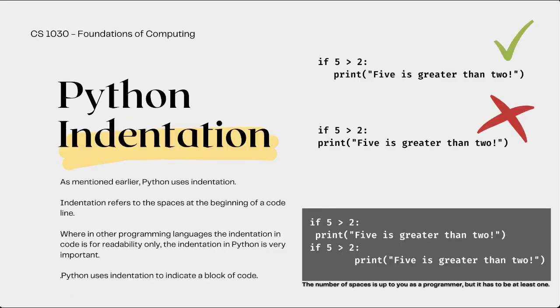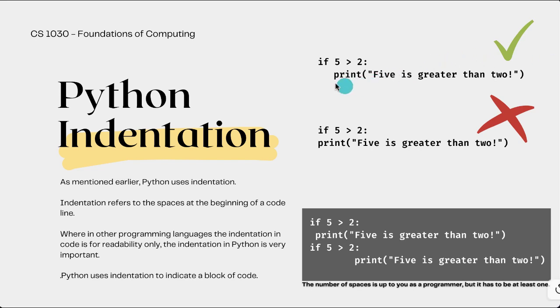Python indentation. As mentioned earlier, Python does use indentation, and it refers to the spaces at the beginning of code, whereas in other programming languages, the indentation in code is for readability only. Usually in other programming languages, it doesn't take into account the amount of spaces. It doesn't even read those, as a matter of fact, in most other programming languages. Whereas in Python, we use it in order to indicate the end of a command or scope, like I said earlier.